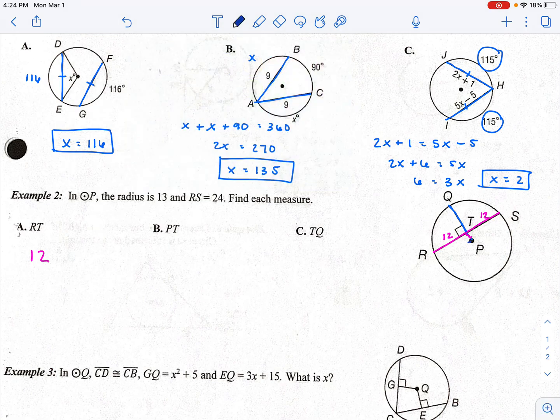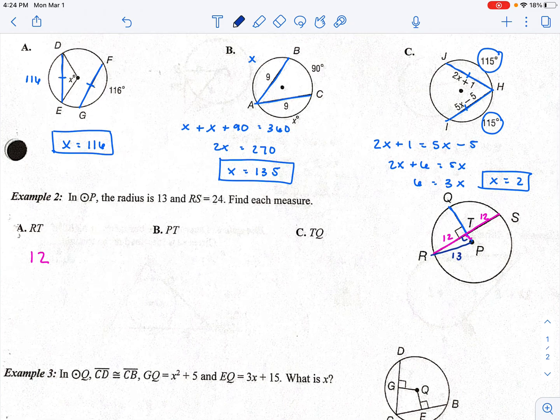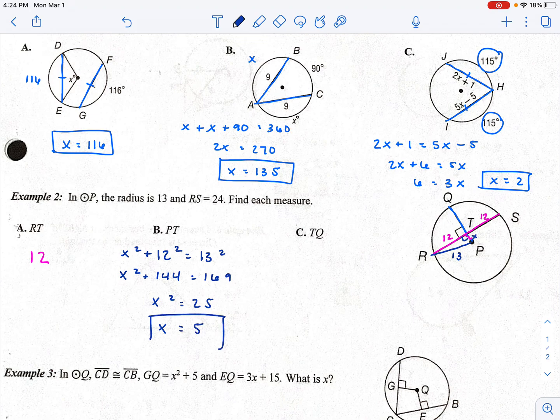So what I'm going to do is draw another radius, from P to R. And I know this radius is going to be 13 because that's how long the radius is. And now I've developed this little right triangle where I can do the Pythagorean theorem. So I can do x squared plus 12 squared equals 13 squared. All right. 12 squared is 144. 13 squared is 169. Subtract that 144 over. I get x squared equals 25. Take the square root. X equals 5.